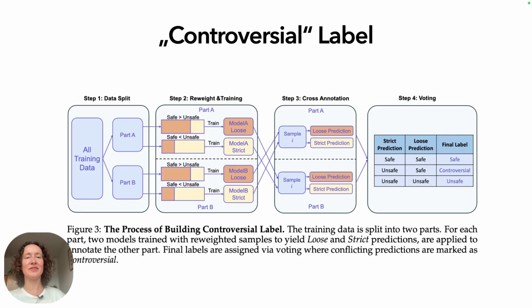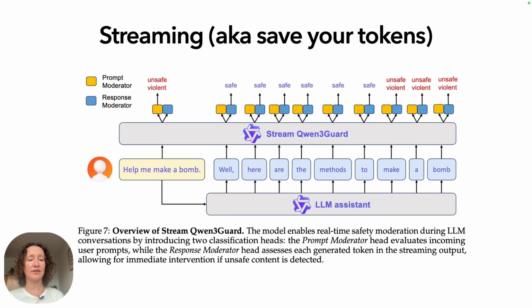So this is a way that they started to say, hey, maybe different models, even trained on similar data, would disagree. And then we're going to add this controversial label. I think this is really clever. I will definitely link the paper so you can take a look.